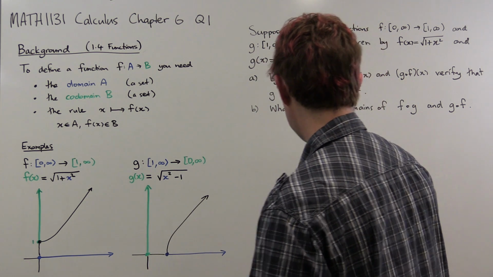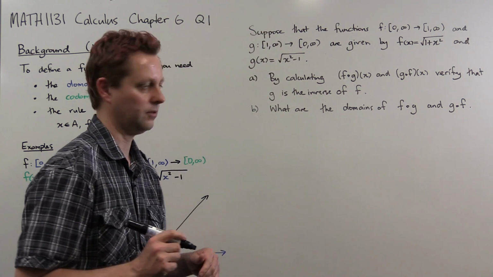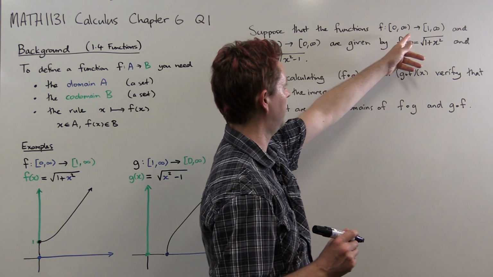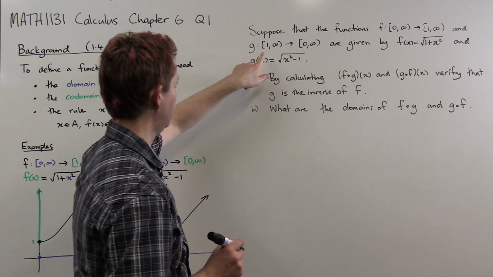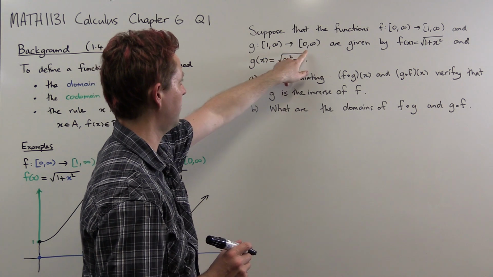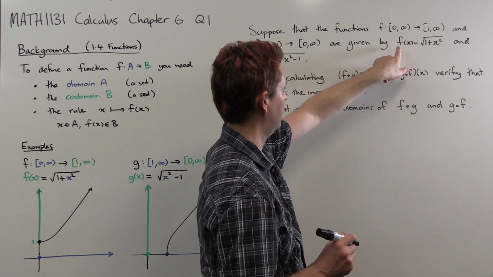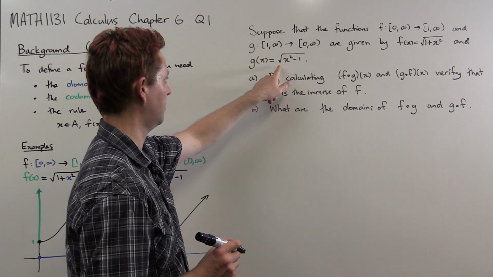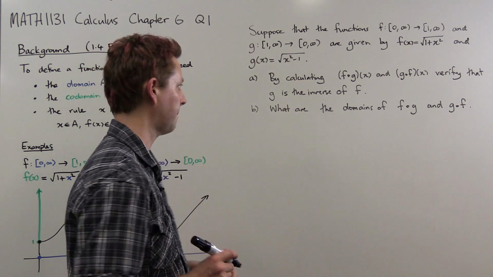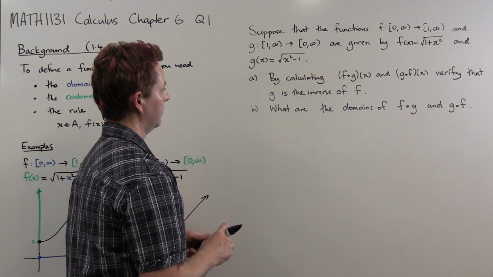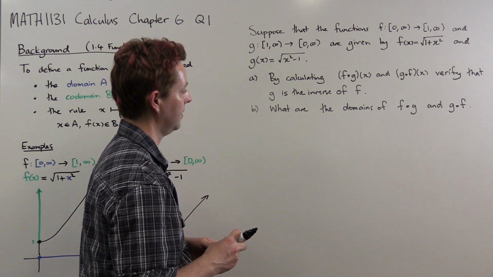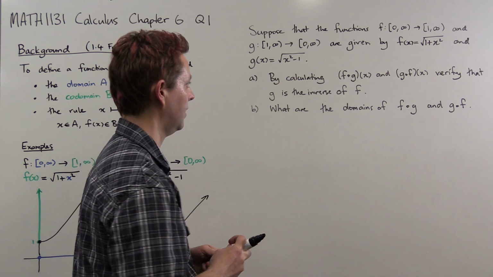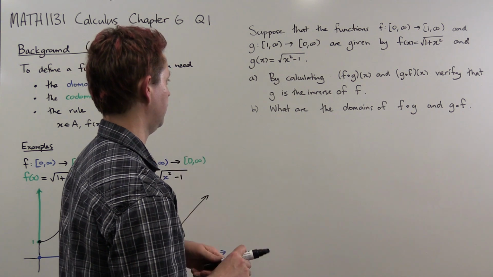Okay, so let's just now tackle the question. It says, suppose that the functions f from 0 to infinity to 1 to infinity and g from 1 to infinity to 0 to infinity are given by these two rules here. f of x is the square root of 1 plus x squared, and g of x is the square root of x squared minus 1. Now part A is: by calculating the composition of f and g on x and the composition of g and f on x, verify that g is the inverse of f.